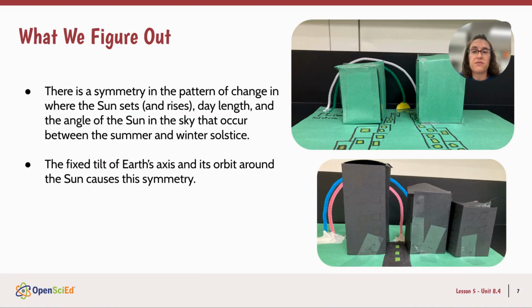Specifically in Lesson 5, students will figure out that there's this symmetry in the pattern of where the sun sets and rises. And due to the fixed tilt of Earth's axis, that is why there is that symmetry. So the day before or the day after a henge event, the sun is slightly over either way and would be behind a building, and you would not have the henge event.